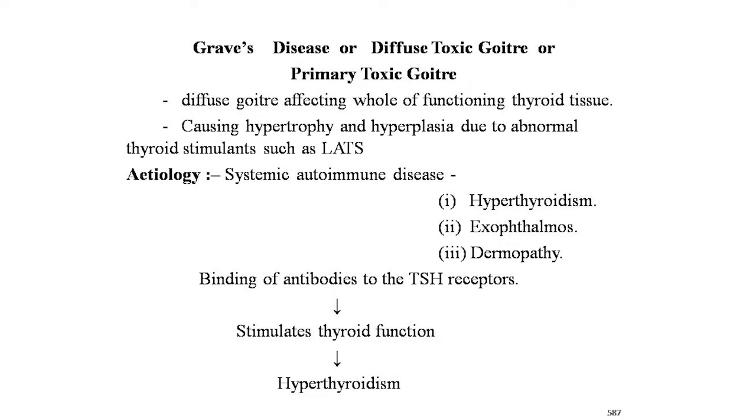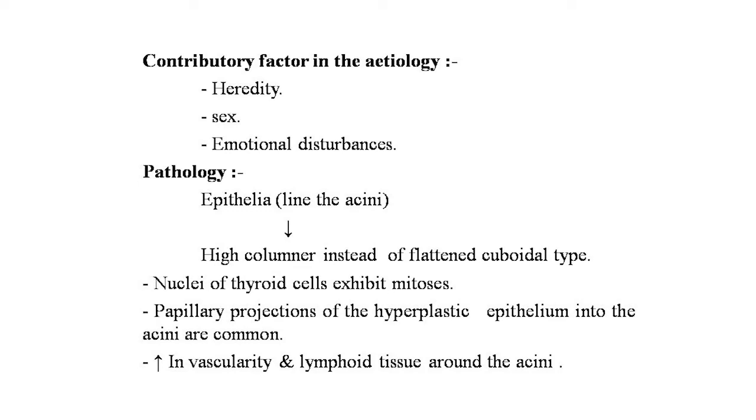In the etiology of Graves' disease, antibodies bind to the TSH receptor, which stimulates thyroid function and then develops hyperthyroidism. Dear students, here is a clear-cut picture of exophthalmos in Graves' disease. This is the particular sign of this disease. Now the contributory factors in the etiology are heredity, sex and emotional disturbances. In heredity, Graves' disease is often seen in several members of the same family. In sex, there is hardly any doubt that this condition affects females more than males; the ratio is 6:1. Third is emotional disturbance.